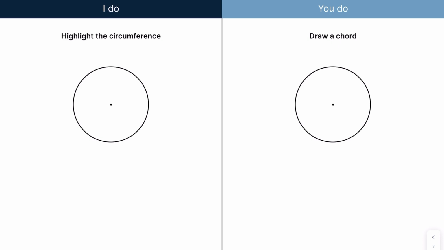Okay, now moving on, it says highlight the circumference. So in terms of highlighting the circumference, the circumference is the area outside the circle. So that is this bit here. Okay, so just move that down a bit. There we go. Perfect. So that is the circumference. Okay, that line around the circle.